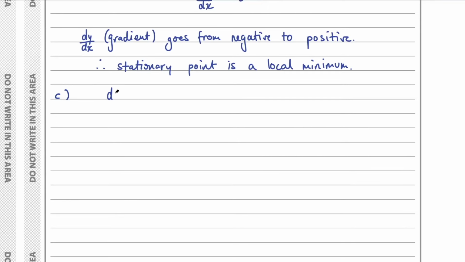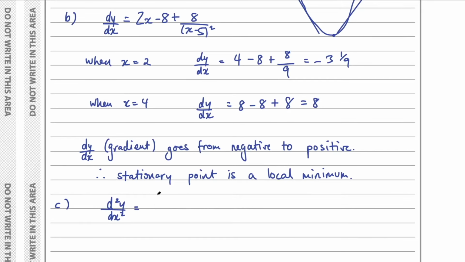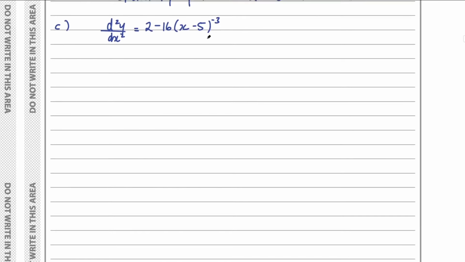So as I said, we need the second derivative, and if we look at the first derivative, we need to use the power rule again. Well, we would have 2, that 8 would disappear, and then we would have -2, so if we brought that down the front, this would become -2 times 8, so actually this would be -16 multiplied by (x take 5), take 1 from the power, so -2 take 1 would be -3. So that's our second derivative there: 2 take 16 times (x take 5) to the power of -3.